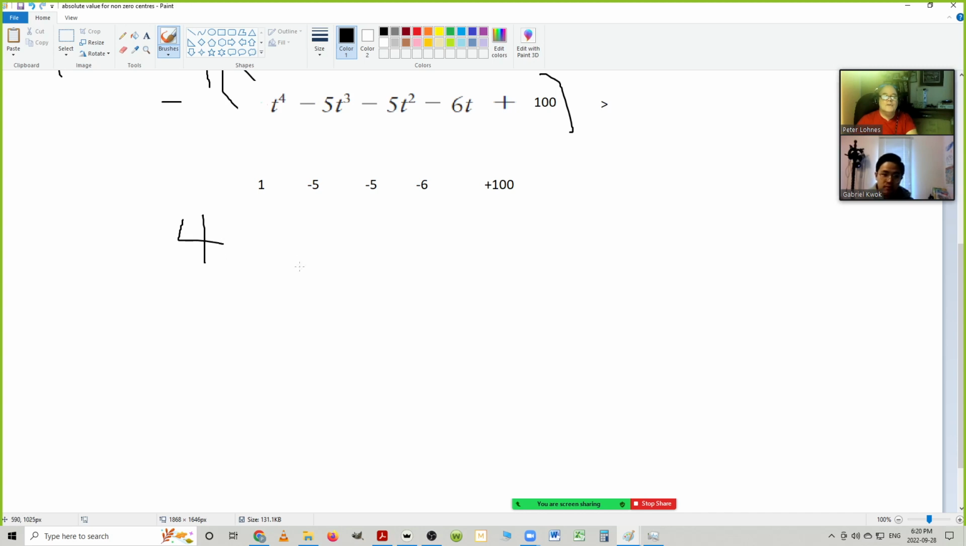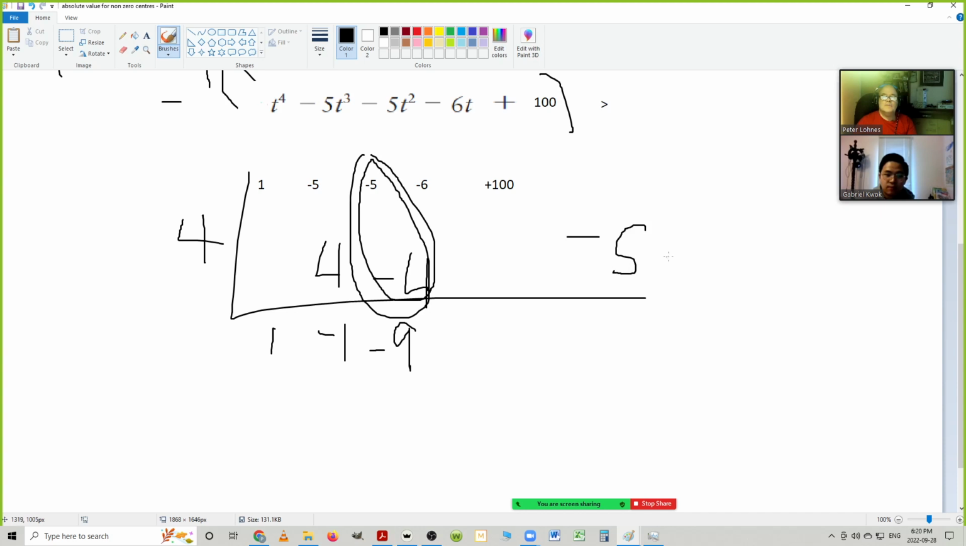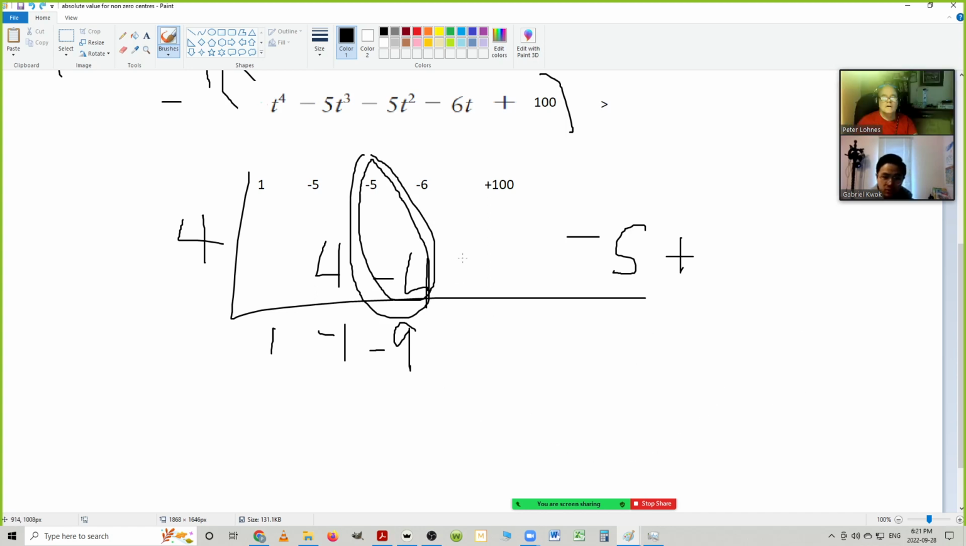Okay, 4. You tell me what to do now. Pull the 1 down, multiply that by 4, add that. So negative 1, multiply that by 4 becomes negative 4, add that, and it becomes negative 9. Multiply by 4, it becomes negative 36. Now add that, negative 6, and it doesn't work.